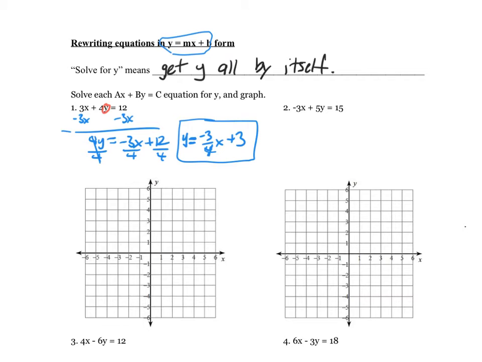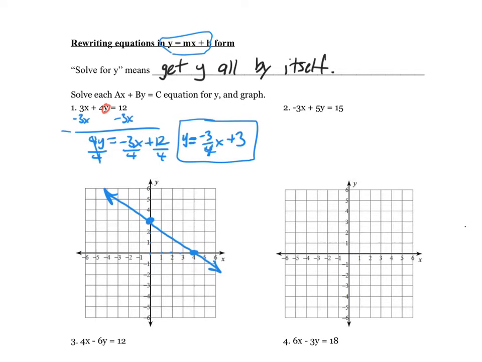Remember, we start with the y-intercept at positive 3, to make a dot there, and then the slope is negative 3/4, so that tells me to go down 3 over 4 from that point. And then I can draw in my line with arrows on the ends and extend it to the edges of the graph. So we are solving these equations for y.